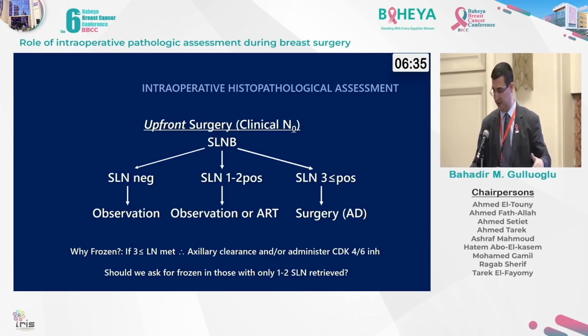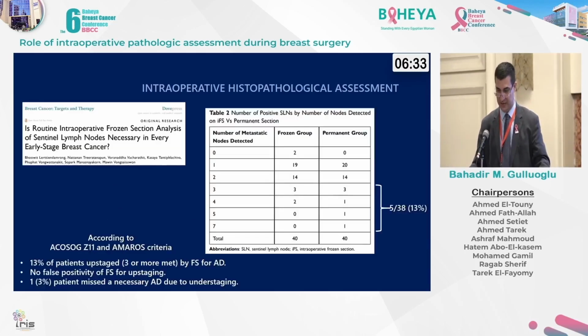It depends, of course, on the decision of your MDT. This study from Thailand showed that if they do routine frozen section for everybody, they found that it was useful in 13% of their patients, but only 13% of them. And there were no false positives for frozen section for upstaging. There was only 1 false positive, but that was 1 out of 2 nodes, so it didn't change anything because they didn't do axillary dissection.